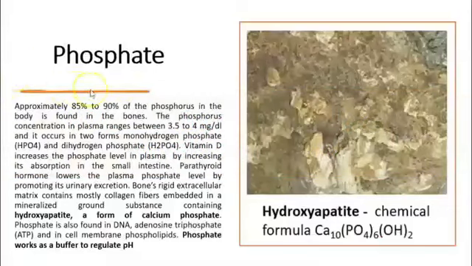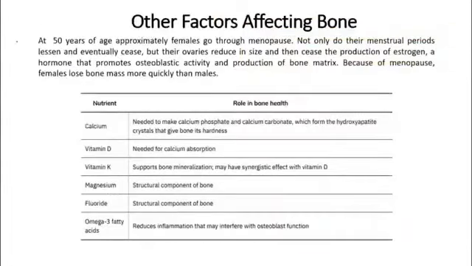Phosphate homeostasis. We don't have pure calcium in our blood. What we have is calcium phosphate. Phosphate is going to help us maintain the levels of pH in our body, for example, because it's going to work as a buffer. In addition to the hormones that we talked about, other factors affecting bone, aging also affects this.